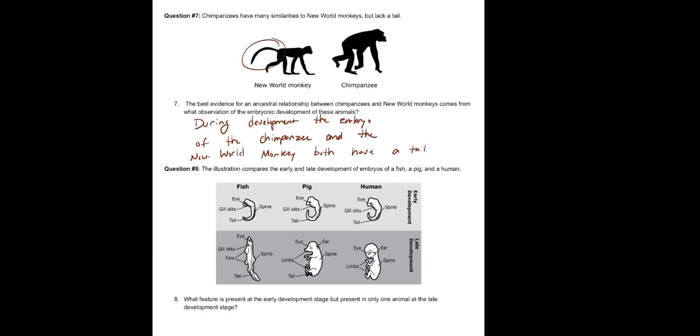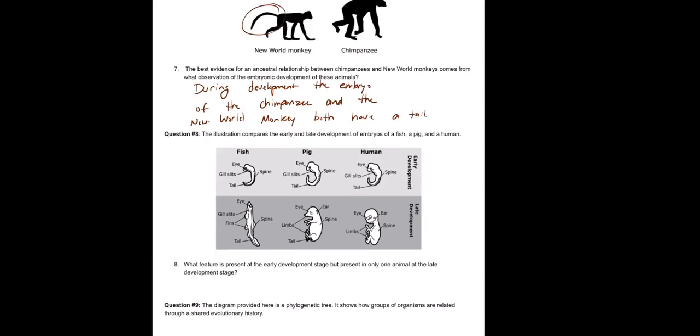And then later development, this would be like the end stage, maybe like 8 months for a human. So what we're trying to do here is compare early development to late development. What feature is present at the early development stage, but present in only one animal at the late development stage? So you're going to look at each of these parts. Let's look at the eye first. All of them have eyes early. And then at the end, the fish have an eye, the pigs have an eye. So this is not a good example.